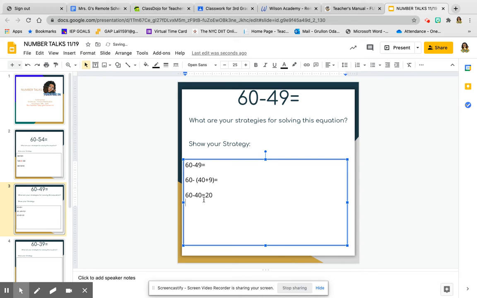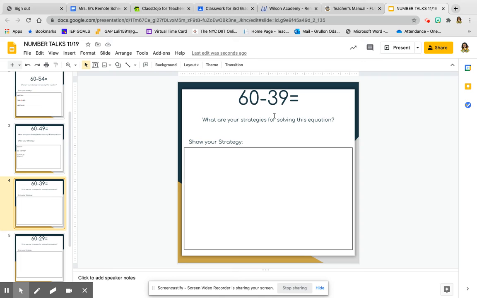Next, I'm going to continue to subtract. Now I have to subtract my ones, which is the 9, from this 20. So 20 minus 9. I'm going to think about all the strategies that I have in order to get this answer. And that is 11. Is that what you guys got? I bet it was. You guys are so good at this. All right, let's move on to the next one.